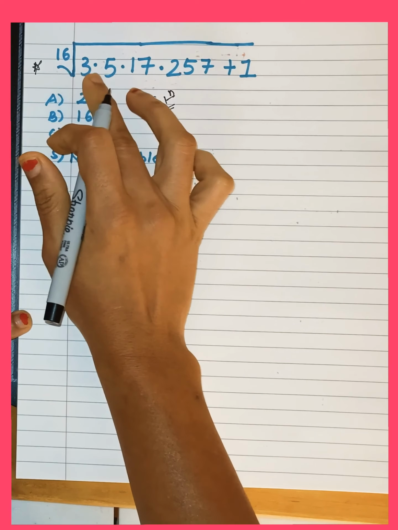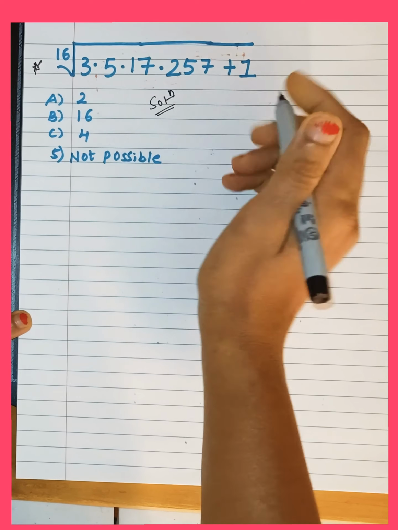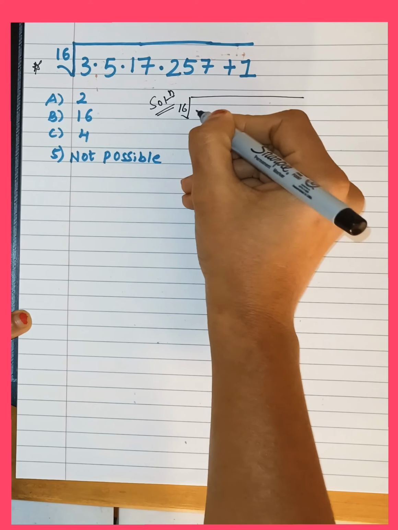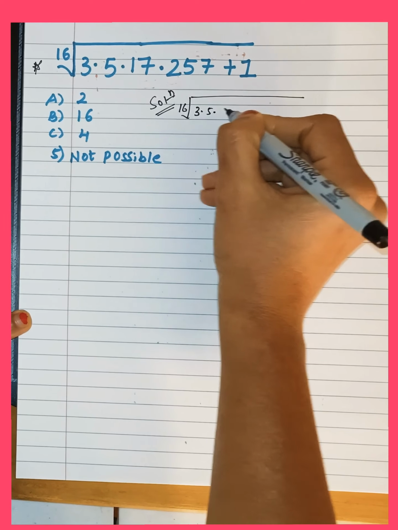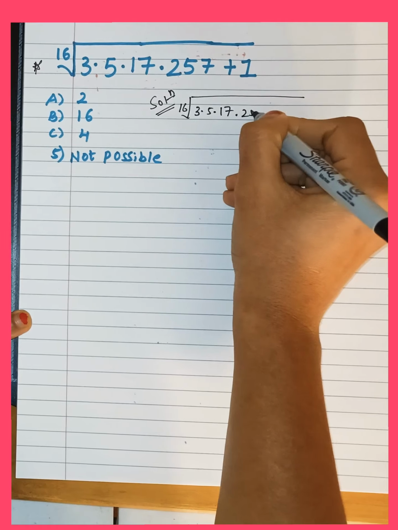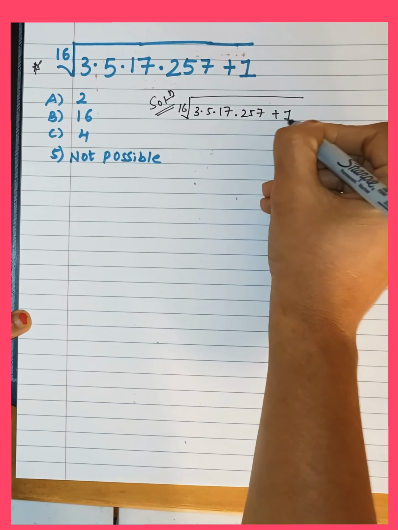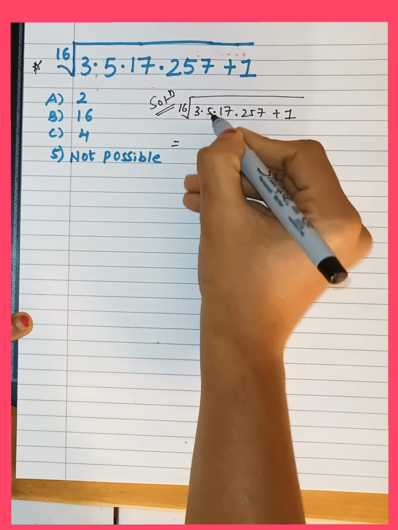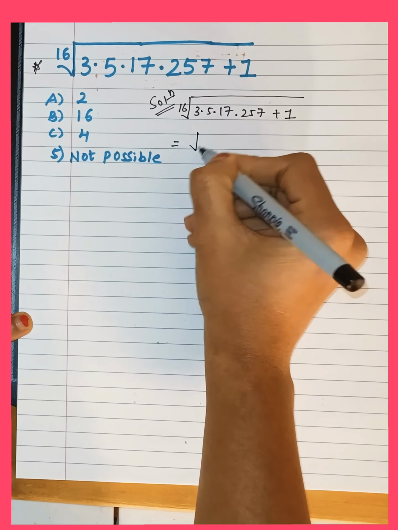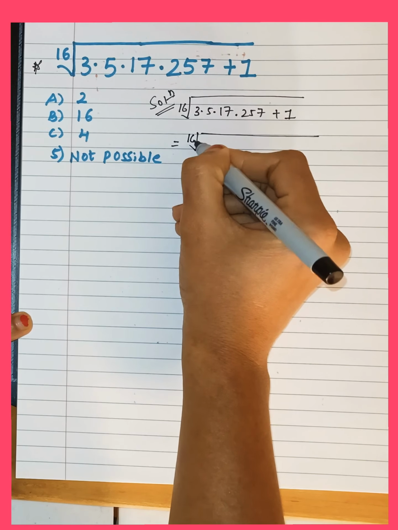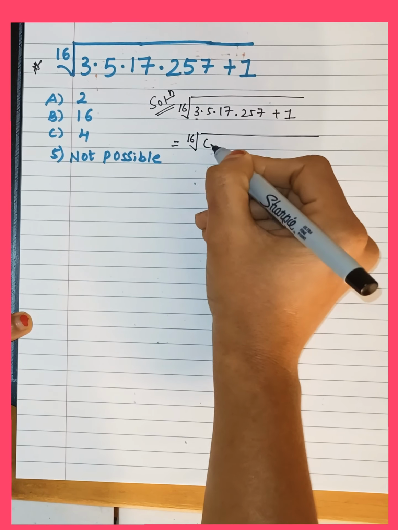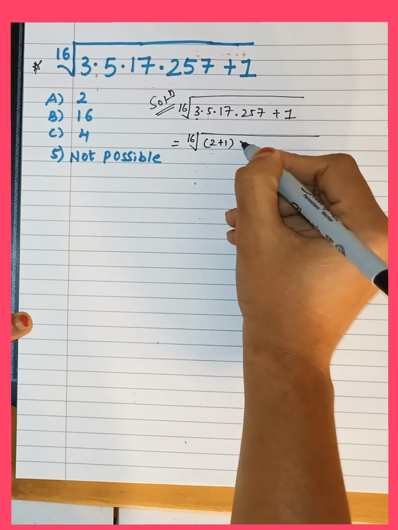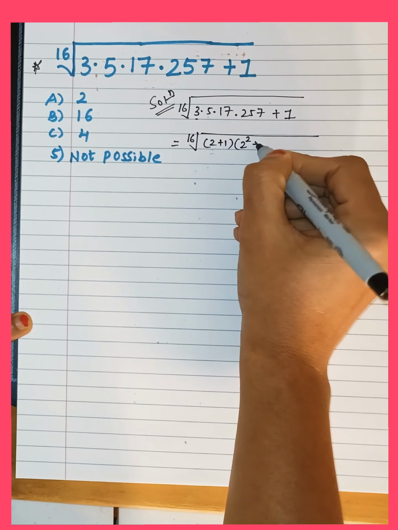So, the 16th root. First of all, let us write this part: the 16th root of (3 × 5 × 17 × 257 + 1). This is our question. Now, first of all, in place of 3, I am writing 2 plus 1. In place of 5, I am writing 2 squared plus 1.